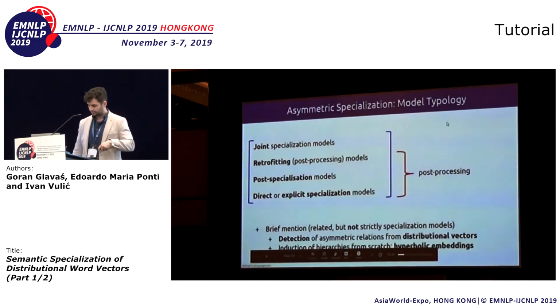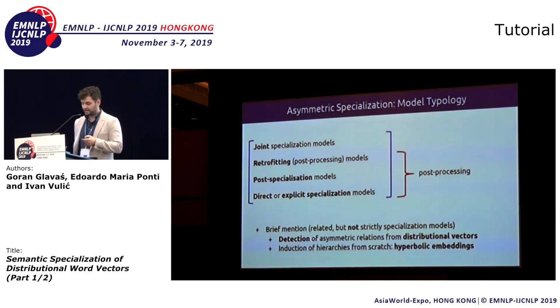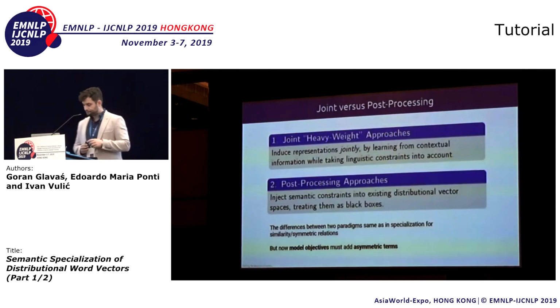Okay. Yeah, so after this brief detour into things that are related but not strictly specialization, let's go into actual specialization models for lexical entailment. Again, we will look at the joint specialization models, and then these three families of models for post-processing: classic retrofitting, and then post-specialization and direct specialization as models that can specialize the entire distributional space for your relation of interest.